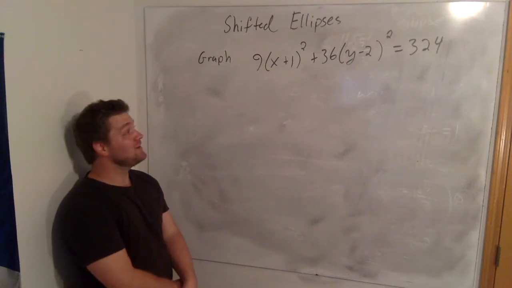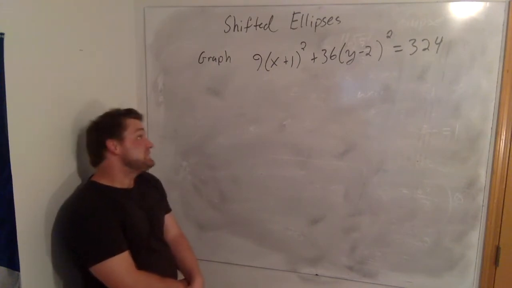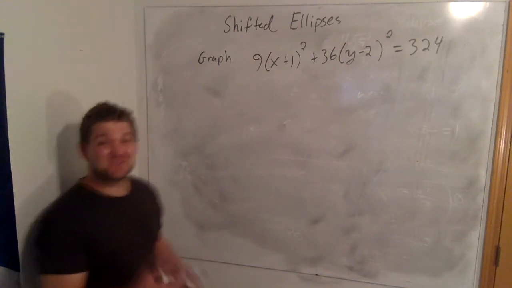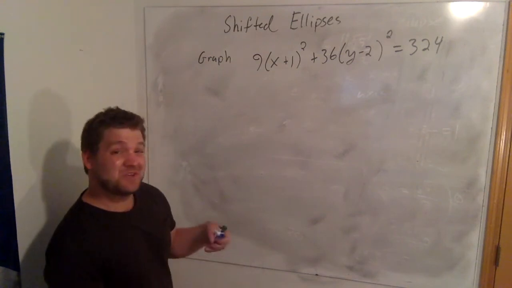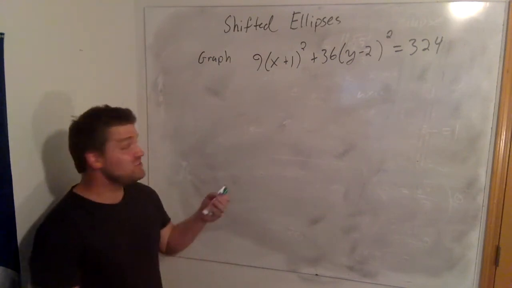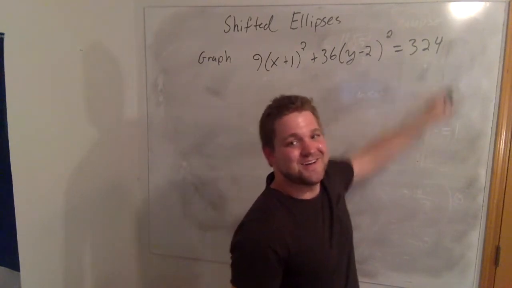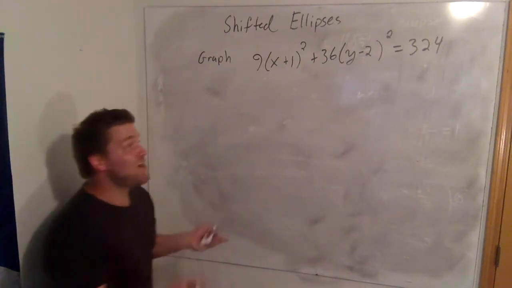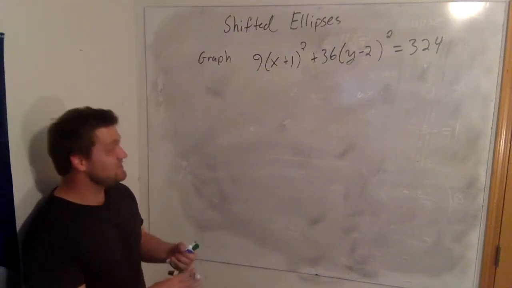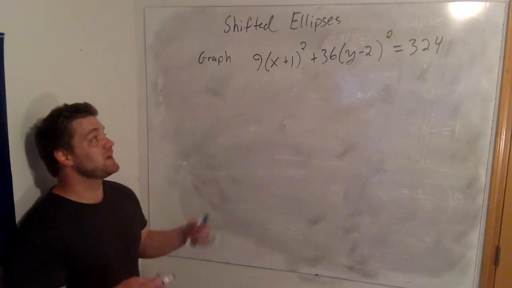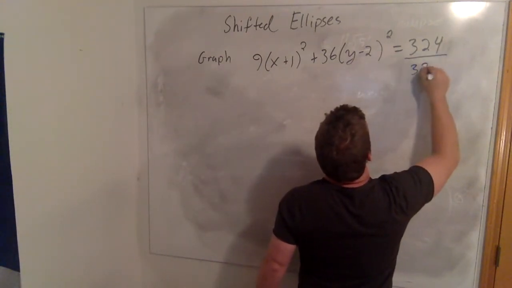Well, what's kind of funky about this problem right off the bat is, usually we're used to things of the form x squared over a squared plus y squared over b squared is equal to 1, or the a's and b's could be switched, but we're used to it being equal to 1 here. So this is not in a great form. The first thing we want to do here is clean this up. Let's divide everything by 324.